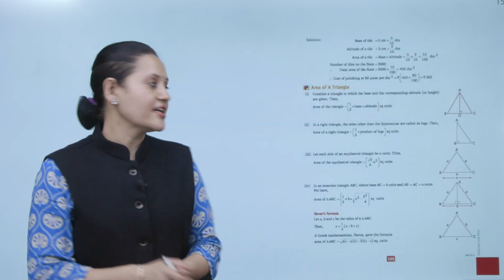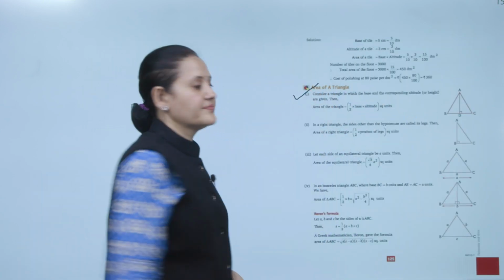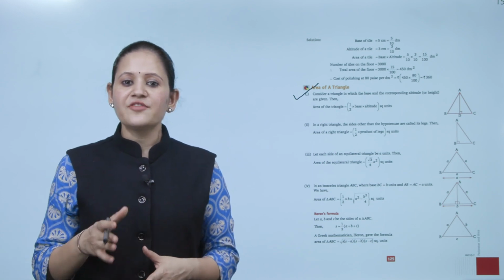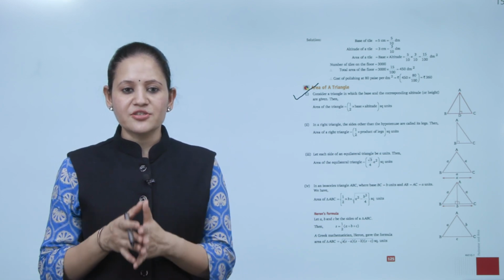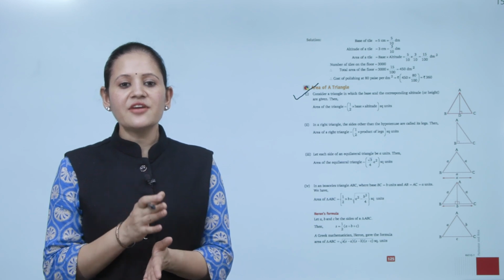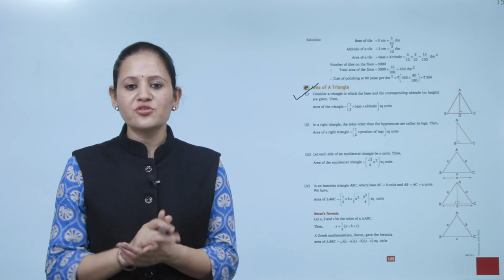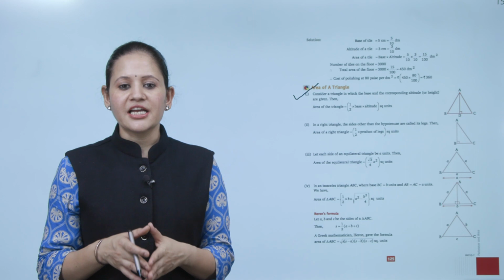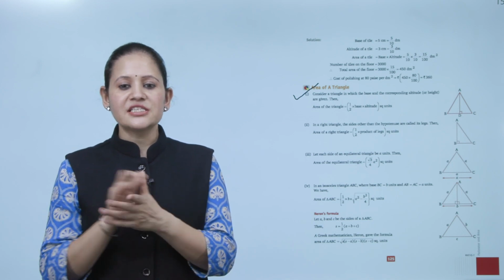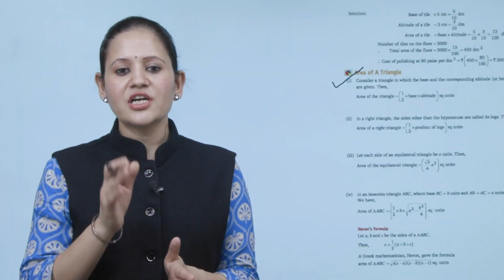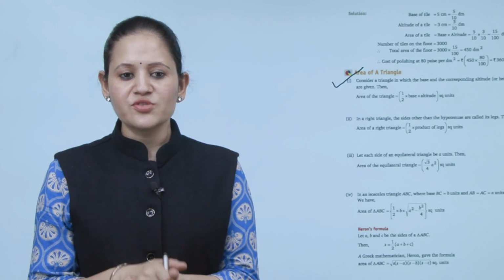Next is area of a triangle. Consider a triangle in which base and the corresponding altitude or the height is given. Then area of triangle is 1/2 base into altitude square unit. In a right triangle, the side other than the hypotenuse is called the legs. Then the area of triangle will be 1/2 and product of legs square unit.